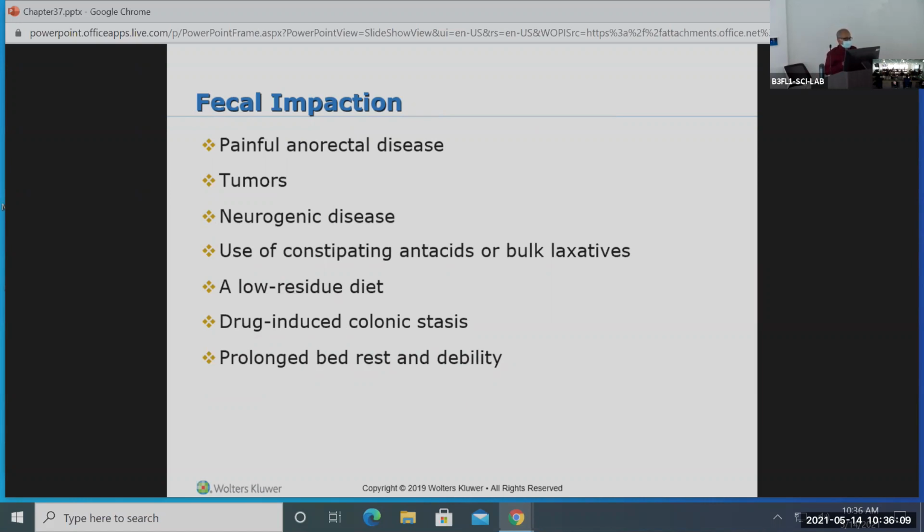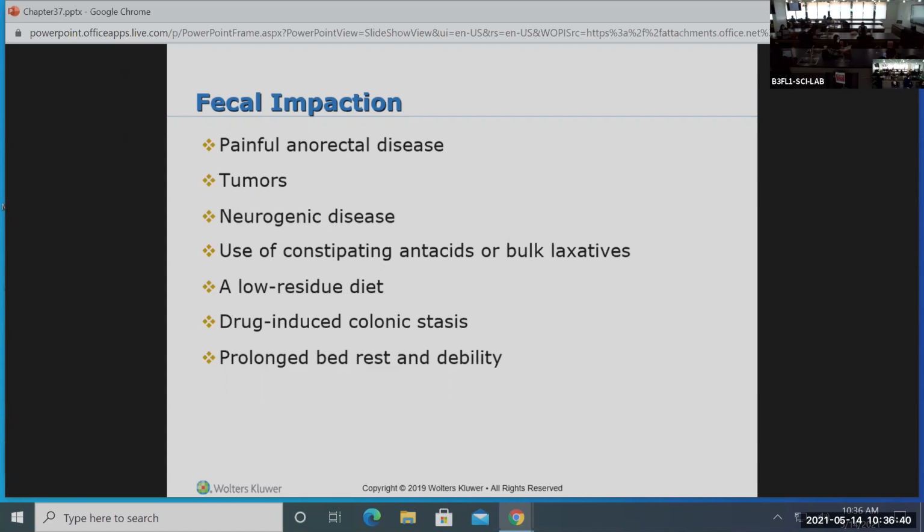I cannot defecate. I cannot go to the bathroom for defecation because I have some painful anorectal disease, maybe some ulcer at the distal end of the anus that is very painful. So in order to avoid pain, I don't go to the bathroom and the stool becomes impacted, hard stool.